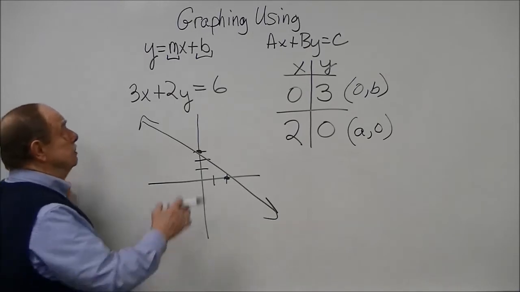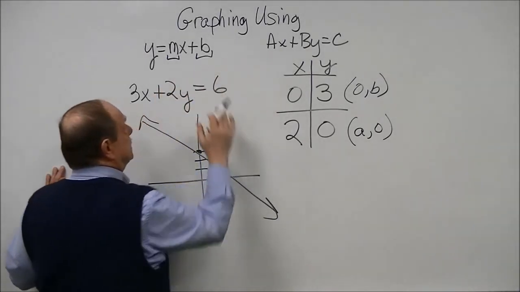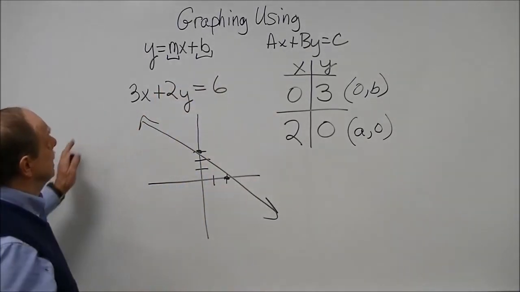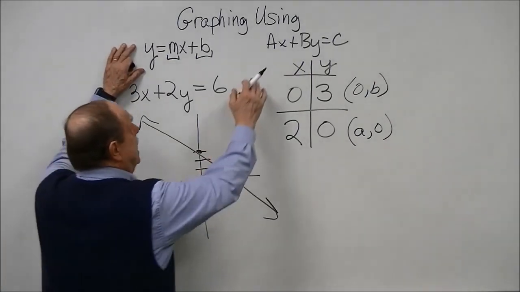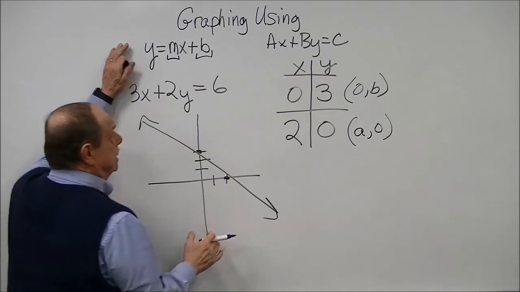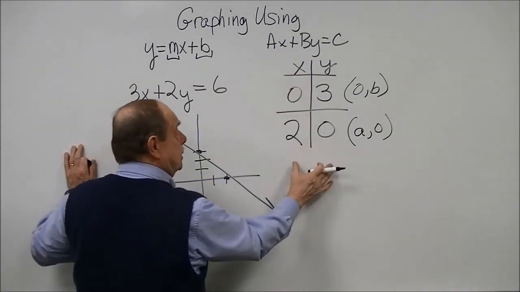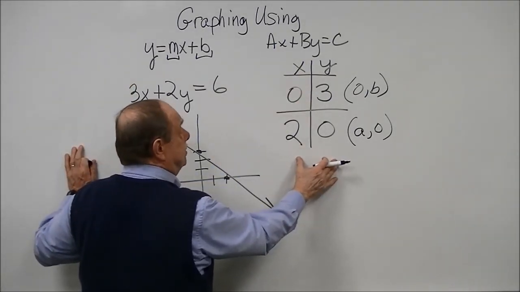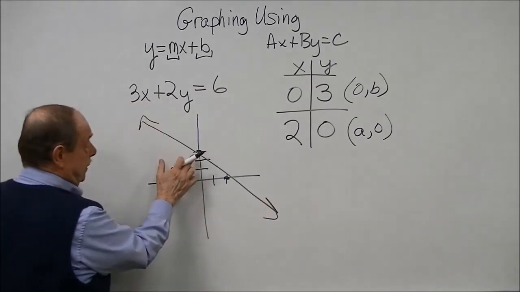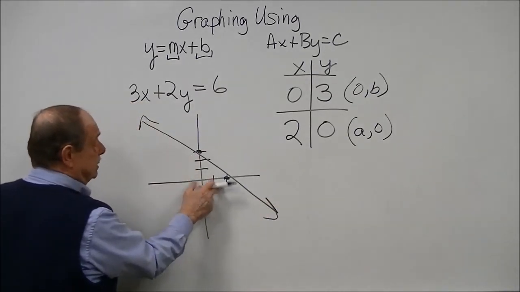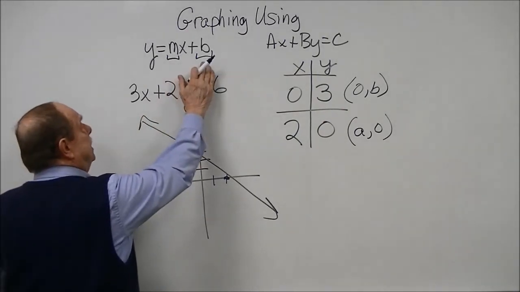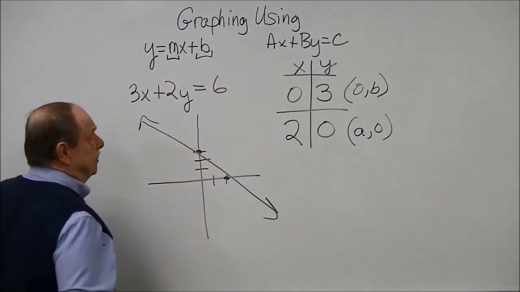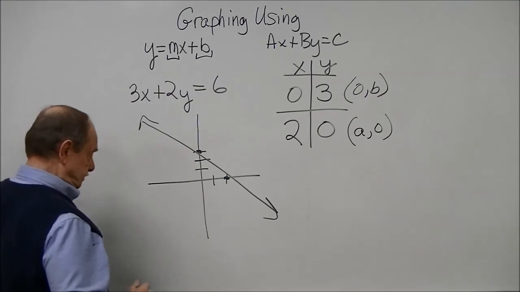So in review, these are 2 common ways to graph an equation, first in slope-intercept form and in standard form. For standard form, we use the x and y-intercept t-chart. We get the y-intercept, the x-intercept, and make our line. For this one, we plot the b and then the slope from that particular point.